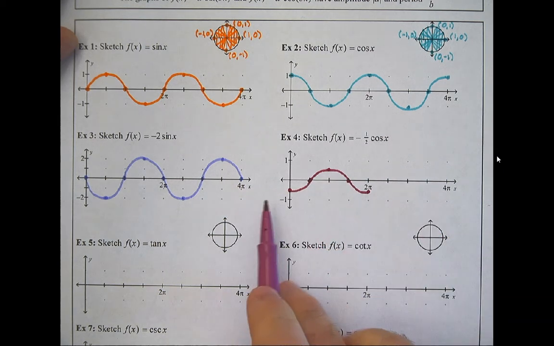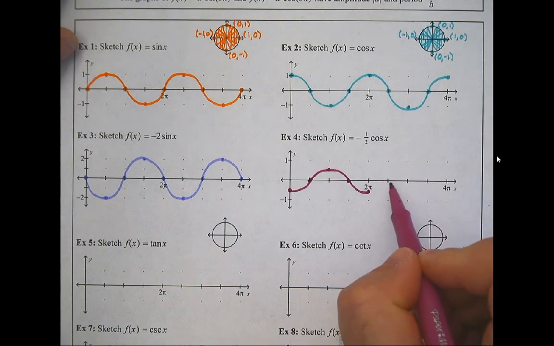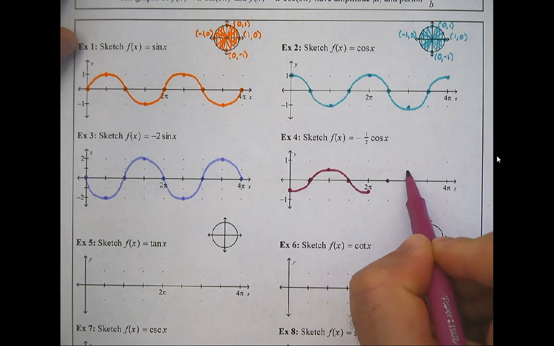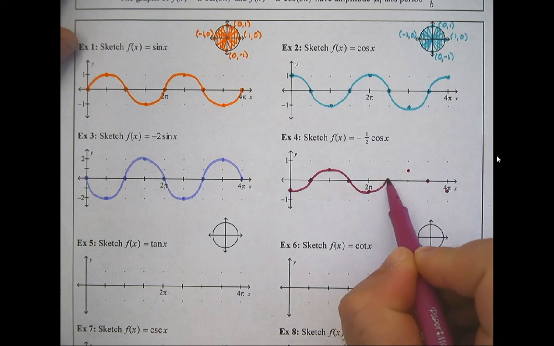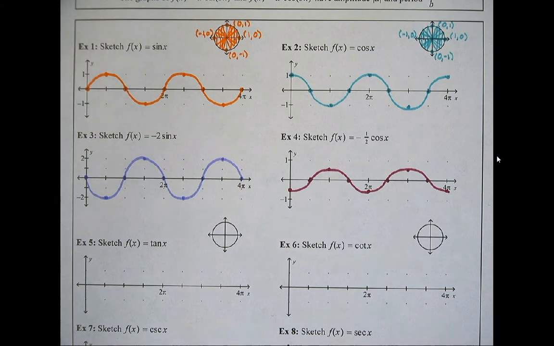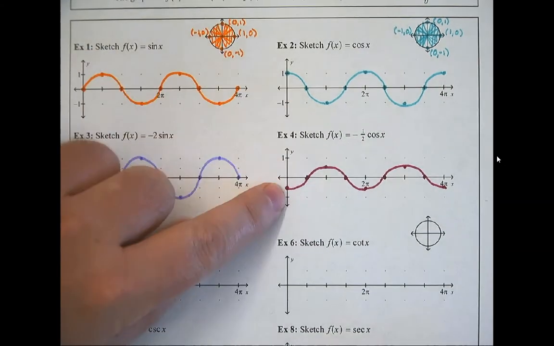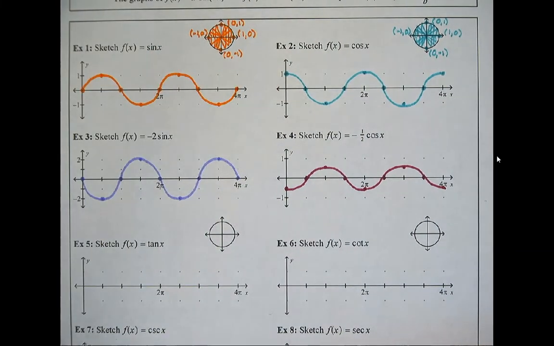You want to connect it all with a smooth curve after you find those points. And then that's going to repeat because this function is periodic. Cosine is a periodic function. One lap around the unit circle is the same as the next lap around the unit circle. Yet again, we've got a reflected, shrunk version of the original parent function cosine.